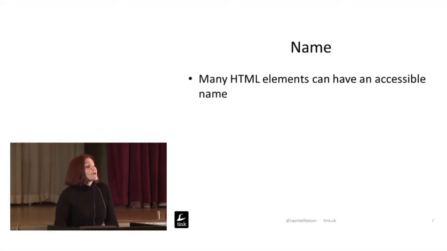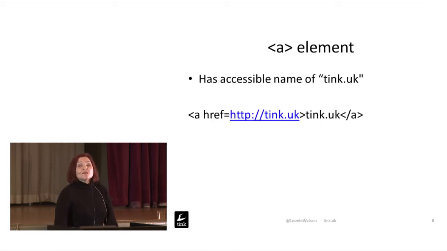The browser will also recognize the accessible name for different elements and content on the page. A name is just something that differentiates one element of its kind on the page from any other. And you can get accessible names for elements and content in 2 or 3 different ways. With a link, for example, the accessible name is taken from the content of the anchor tag, in this case, Tink UK. And it's that link text that tells this link apart from any other.